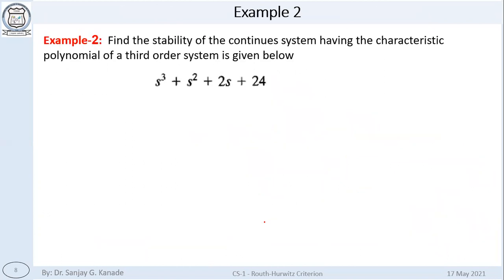Let's take this example. Can you try to solve this? Everyone, can you try to solve?